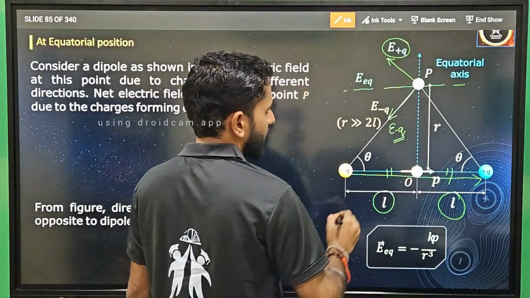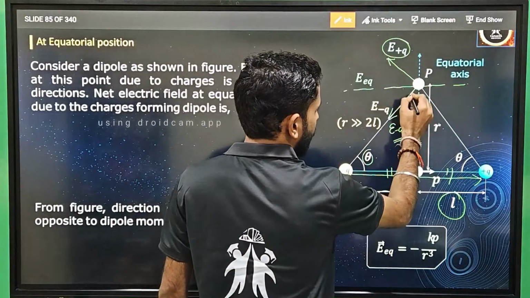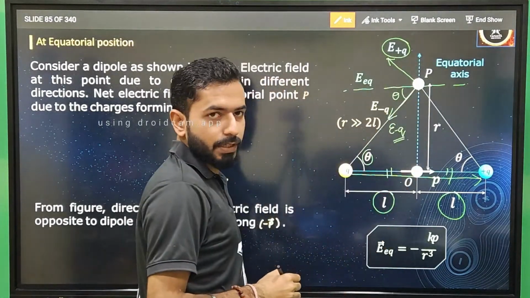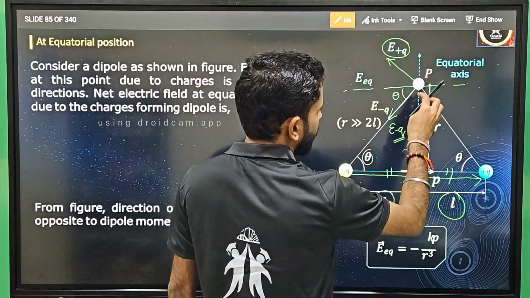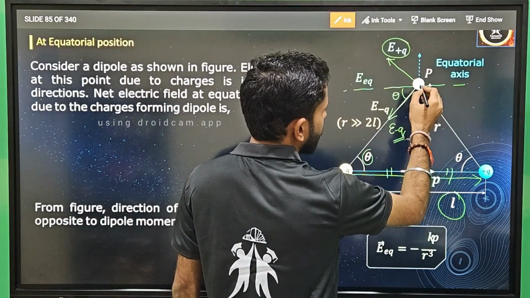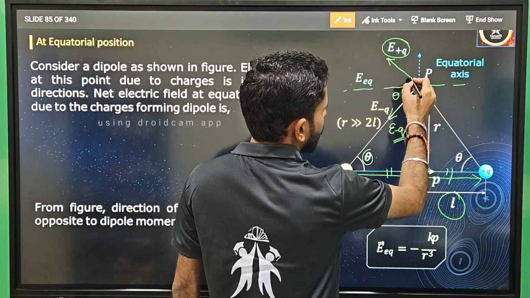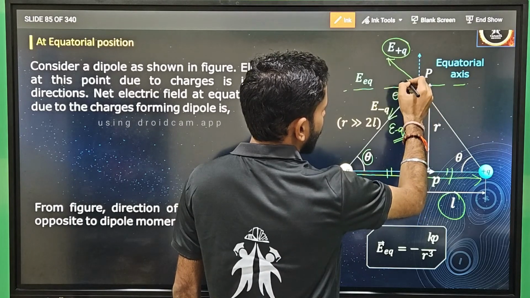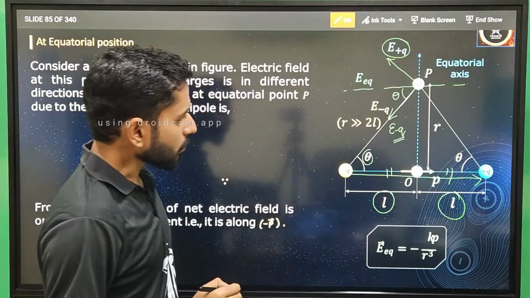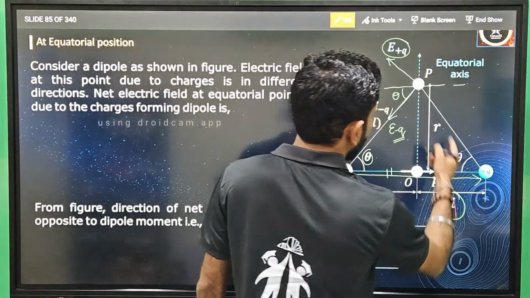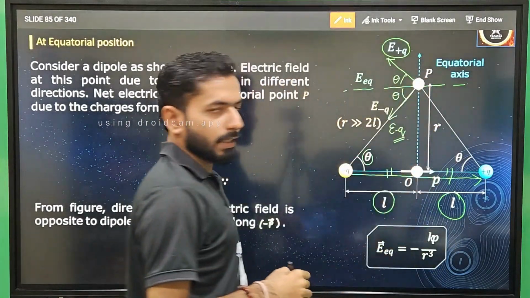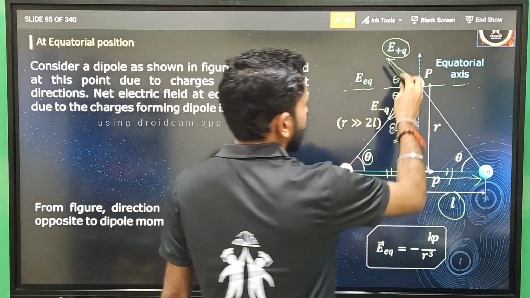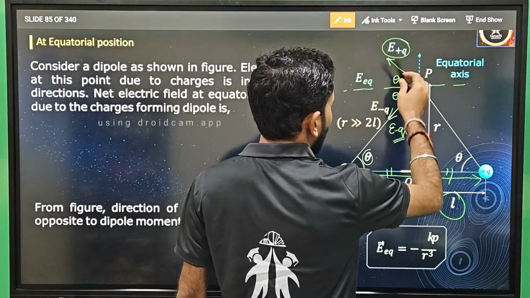Now let's make some angles also, and please listen carefully. It is very interesting. This angle is theta. What can you say about this angle? This angle is also theta. Now take components. If this angle is theta, and this is 90, this angle is also theta. That means if this angle is theta, this is parallel, so this angle is also going to be theta. Correct? Now make components. This will be E cos theta.